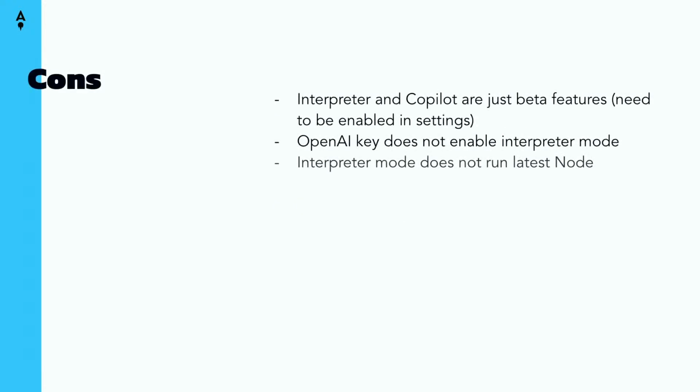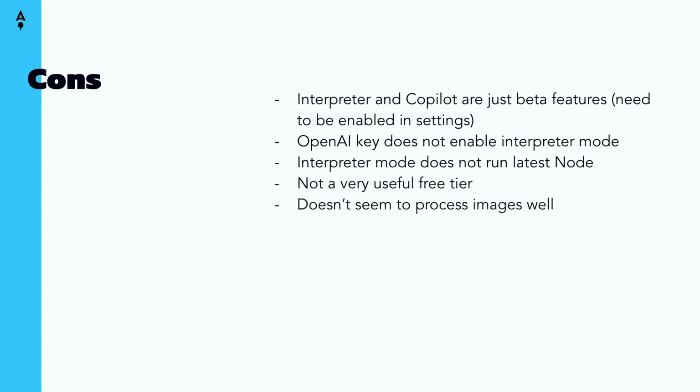Yes, the interpreter and Copilot plus, which is what they call their own Copilot, are just beta features, and you need to enable them in settings, and it also means that they don't always work as well. OpenAI key does not enable interpreter mode, as I said. That's definitely a con for me. And the interpreter mode does not run latest Node.